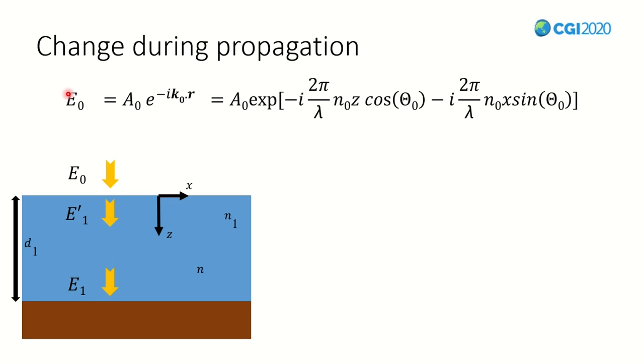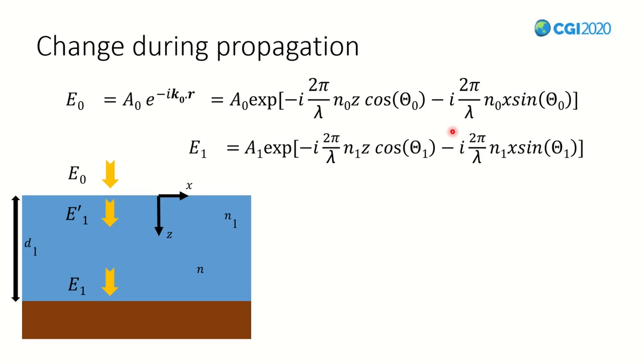So if we write down our wave, we have E0, which is equal to an amplitude and a phase, K0. If we write it down in our basis X and Z right here, for K0 we have this expression right here, which depends on the index of refraction and the angle of incidence of our light. Now, if we write what's happening to the wave inside our first layer, we have the same thing, an amplitude coefficient and a phase right here.